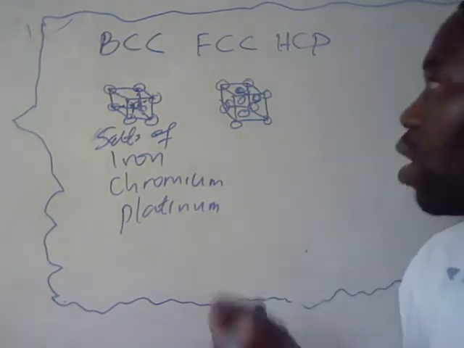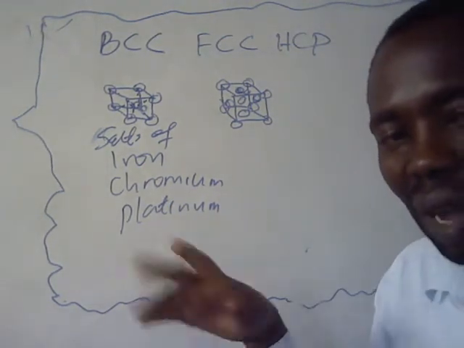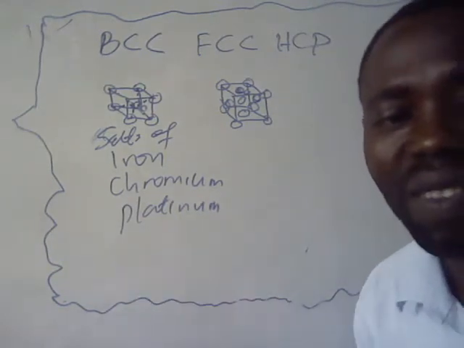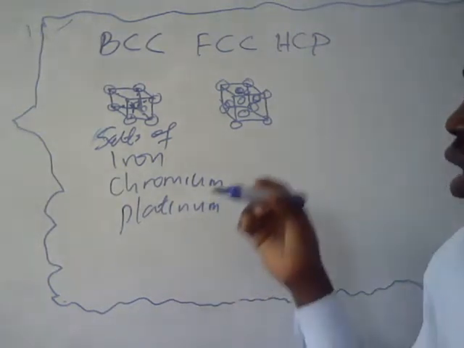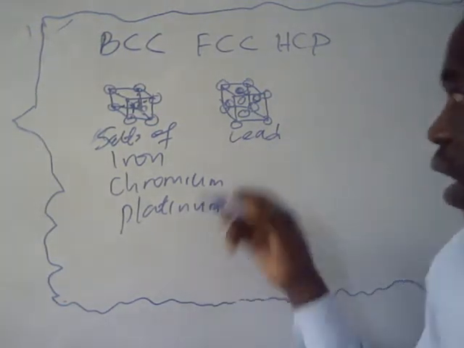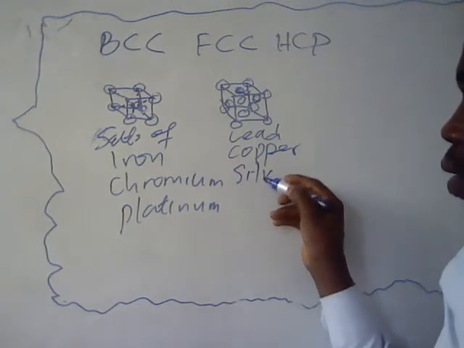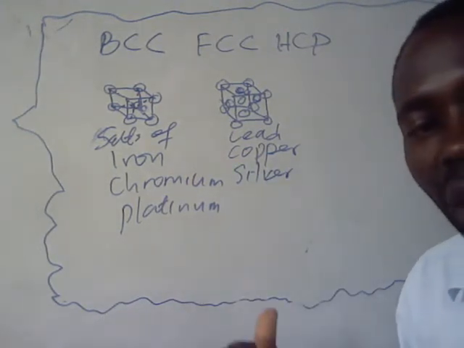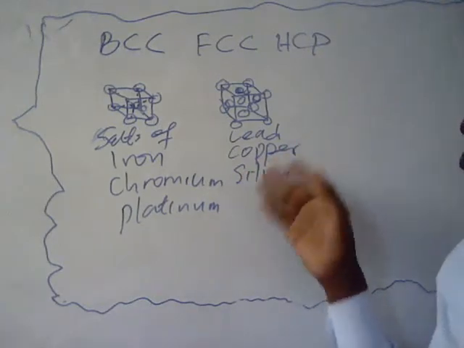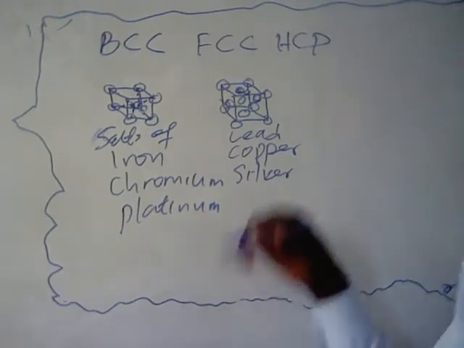For face center cubic, they are just those elements that are around hydrogen. When it comes to the reactivity series in chemistry, they are common metals like lead, copper, silver. Those elements are very close to hydrogen and below hydrogen. Okay, face center cubic. Then we have hexagonal close packing.